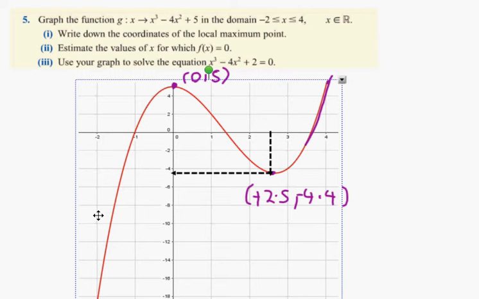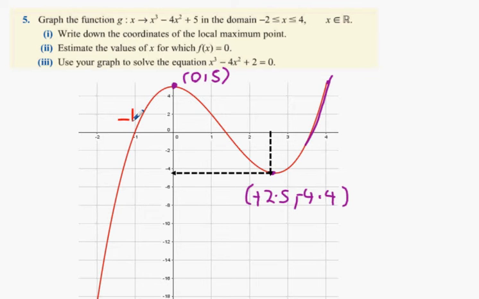Now, use your values to estimate the values of x for which f of x equals 0. f of x equals 0, guys. Where are they? Minus 1, 1.4, and 3.6.